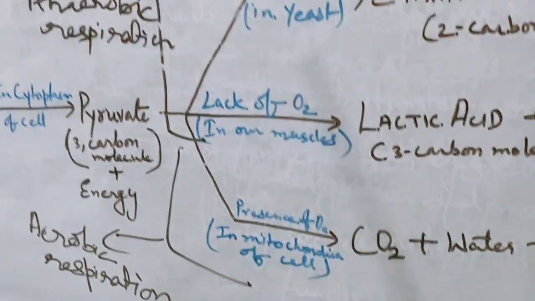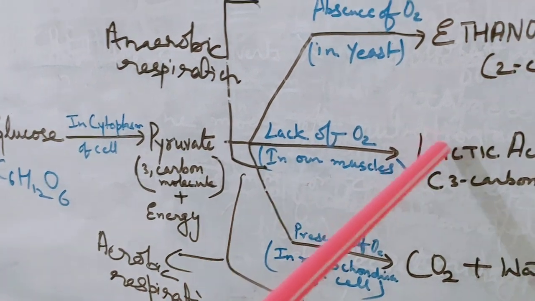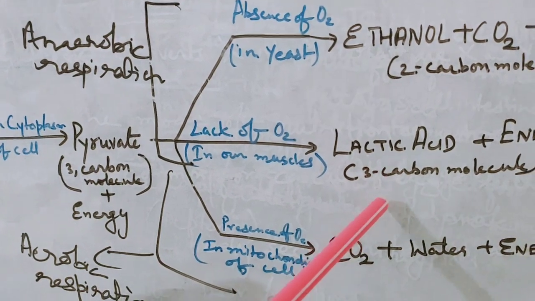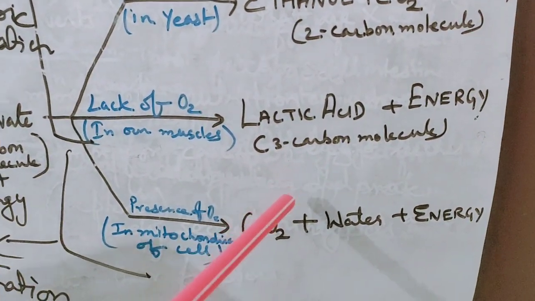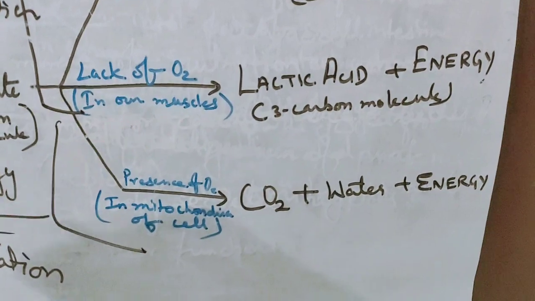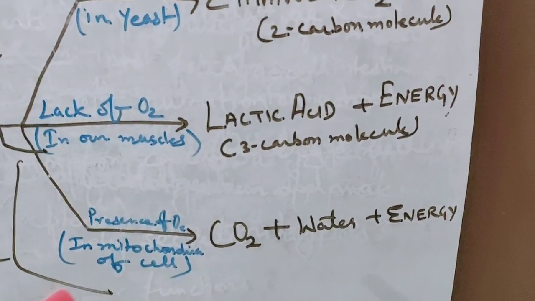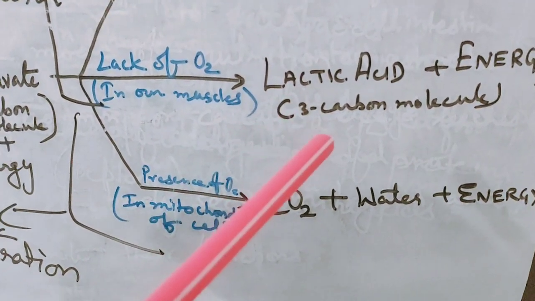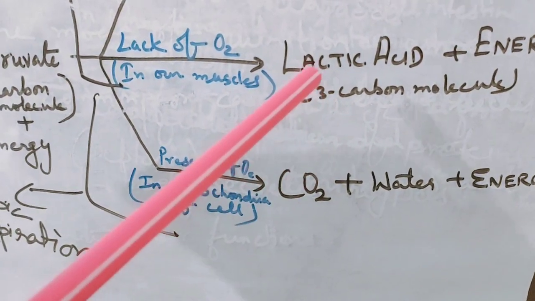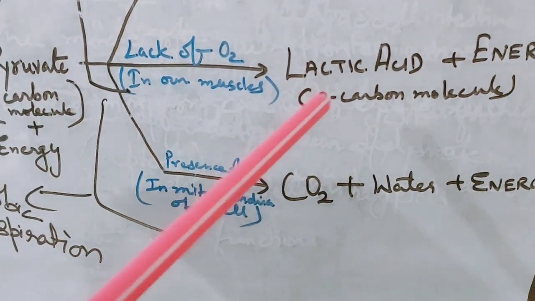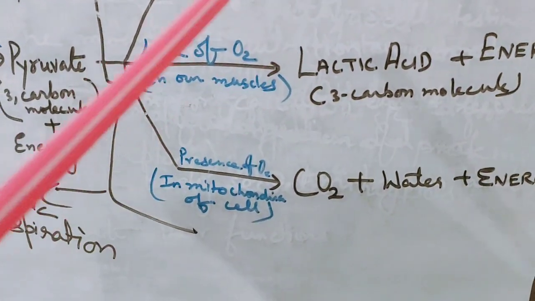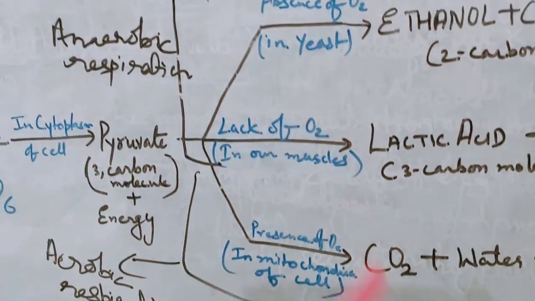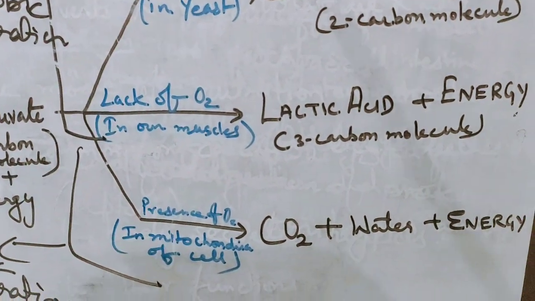And students, when this process occurs in lack of oxygen in our muscles, it forms lactic acid. This lactic acid causes muscle cramp. We are saying it as a muscle cramp. Now, let's see when it occurs. It occurs during vigorous muscular activities, like when we are running very fast, or brisk walking, or heavy exercises. These all require more energy in our body.